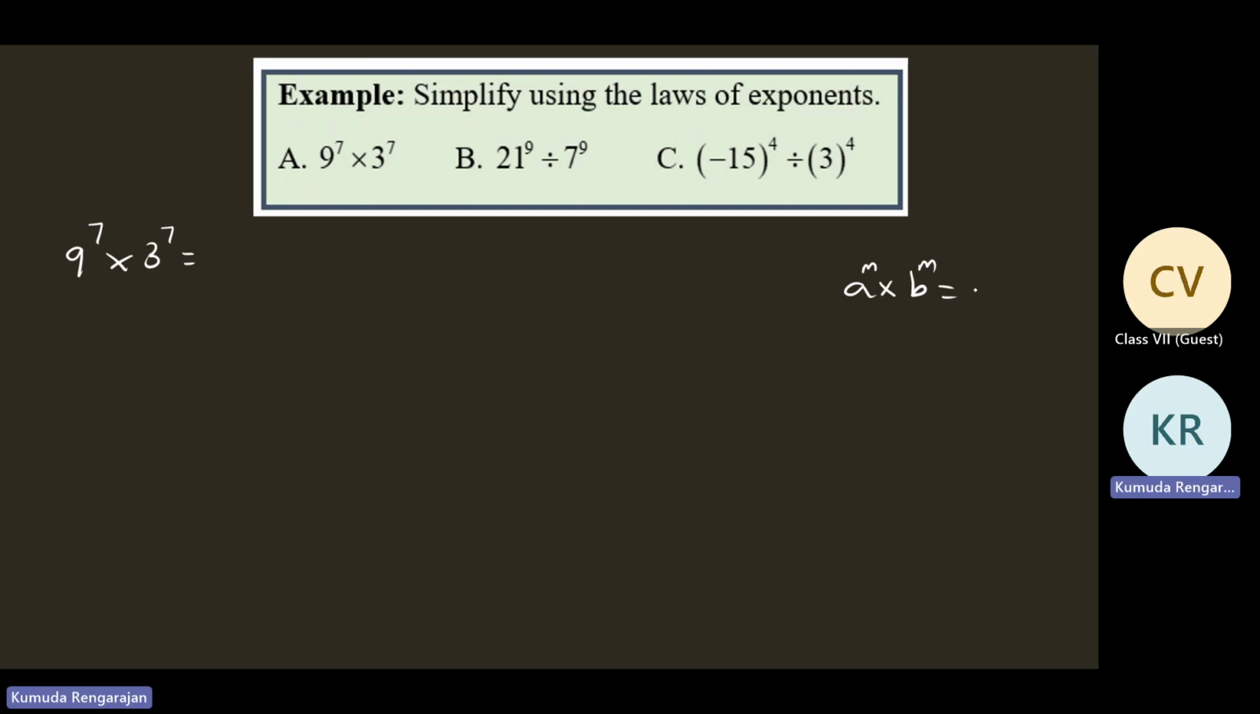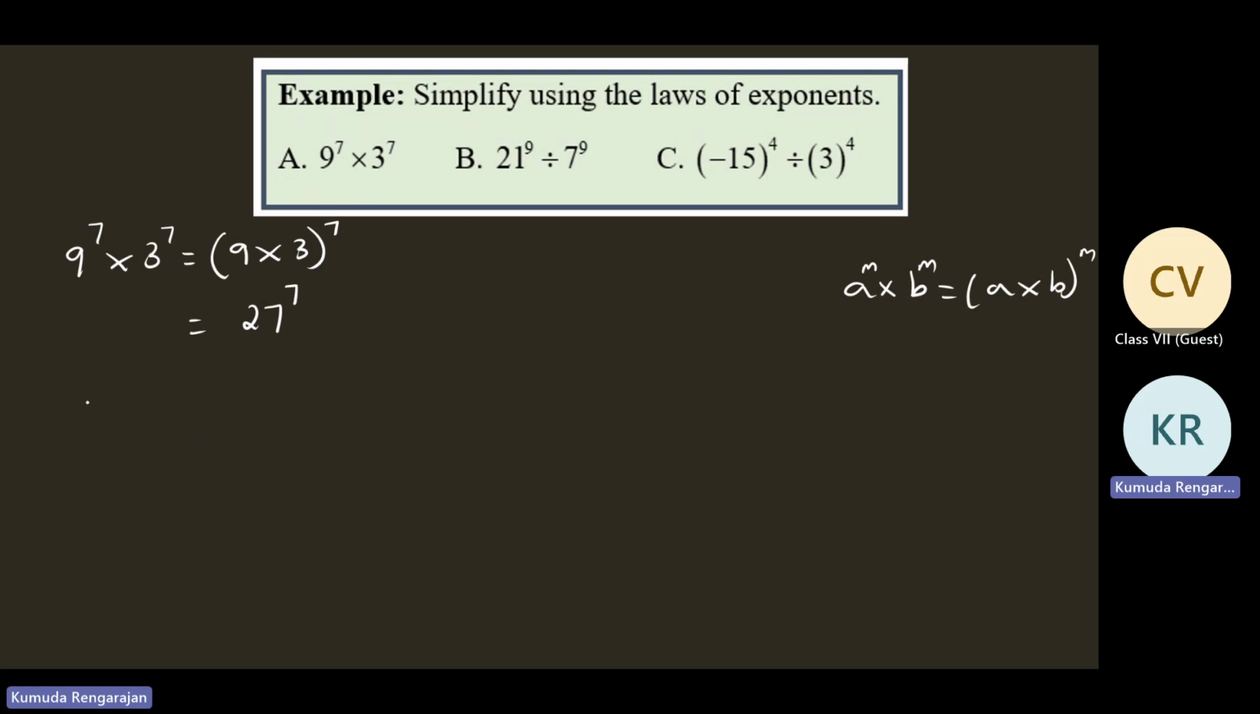So before you write the test, both of you recall, meaning go through the laws of exponents. A to the power M into B to the power M is equal to A into B, the whole power M. Now tell me what you get here. 9 into 3, the whole raised to the power 7. Very good. So next step, what's the answer, Navneet? Ma'am, 9 into 3 is 27. 27 raised to the power 7.